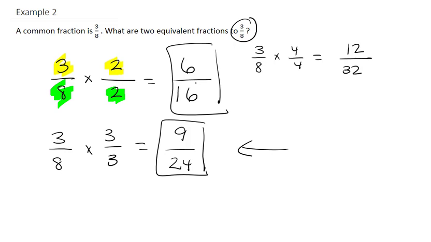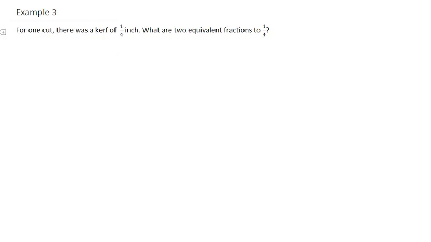Now let's do another example. Example 3. For one cut, there was a curve of 1/4 inch. What are two equivalent fractions to 1/4? So we have 1/4. We need to find an equivalent fraction. So one we can find is just multiplying the top and the bottom by 2. So we go 1 times 2, which is 2. 4 times 2 is 8. So 2/8 is an equivalent fraction of 1/4.